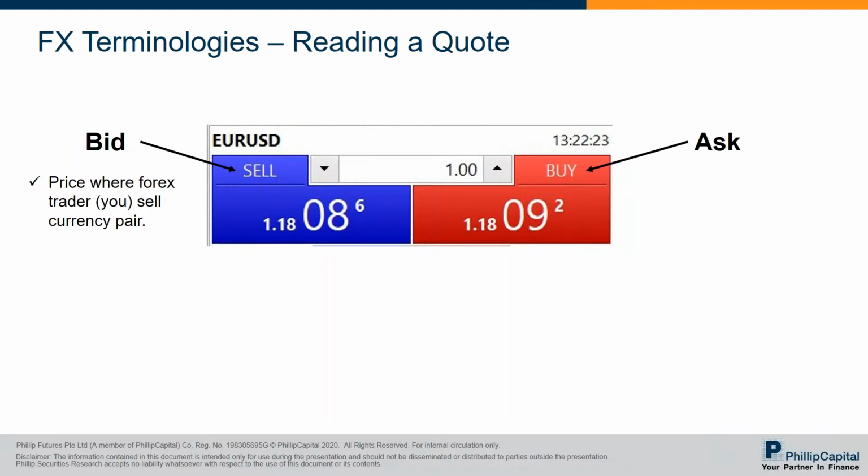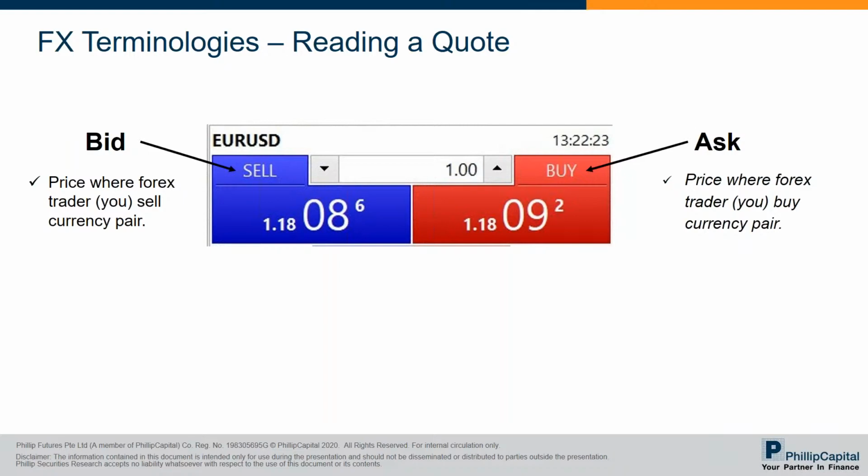So let's say you're trying to sell Euro USD, then you'll be looking at the bid price. On the other hand, if you're trying to buy the Euro USD, you're looking at the ask price, which is the price where you buy the currency pair. Another way to differentiate is the price that you're buying will always be higher than the price you're selling. So therefore the bid and ask. I hope that's clear.